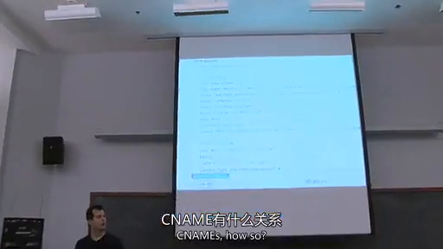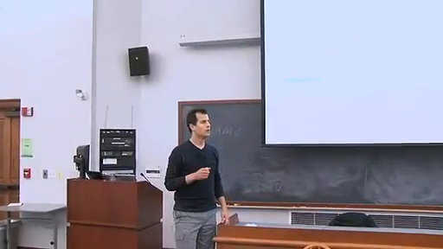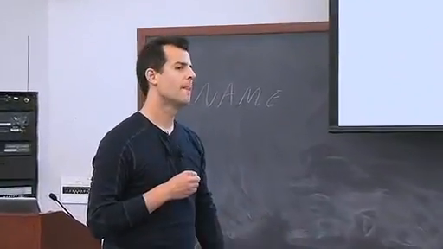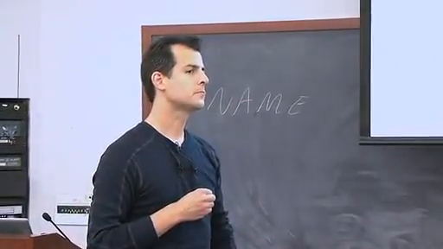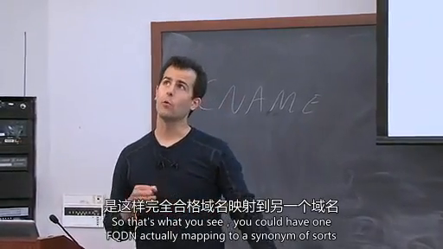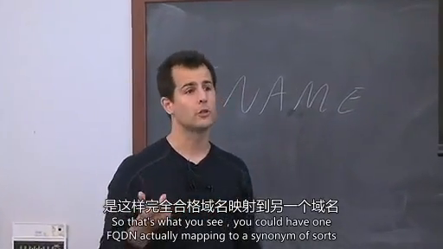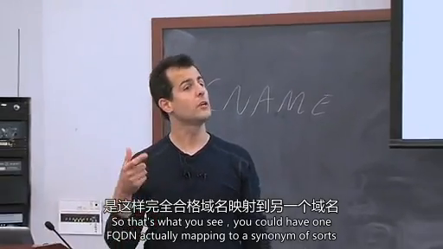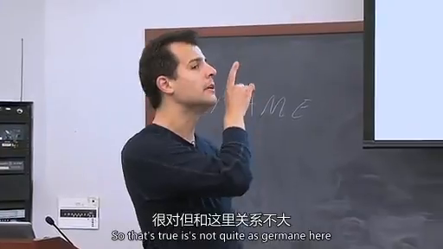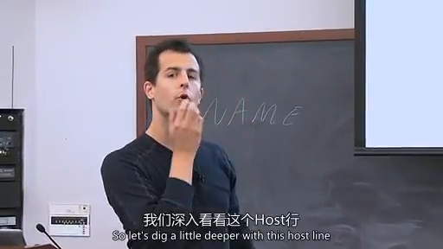CNAMEs, how so? So it can mask a redirect. Can you be more specific? So the CNAME could be pointing to something other than google.com. OK. So that's quite true. You could have one fully qualified domain name actually mapping to a synonym of sorts. So that's true. It's not quite as germane here. So let's dig a little deeper with this host line.